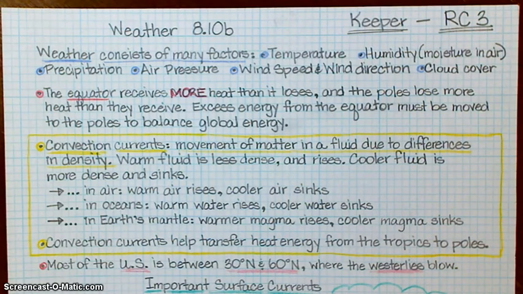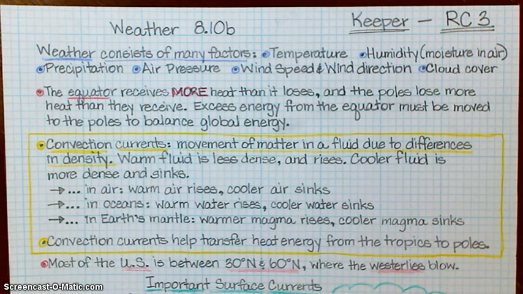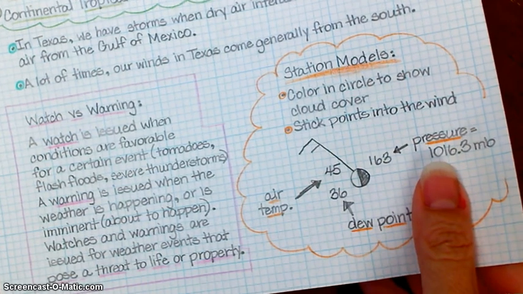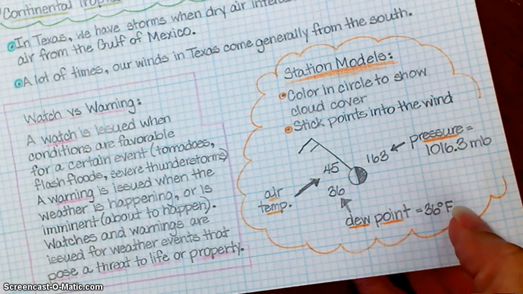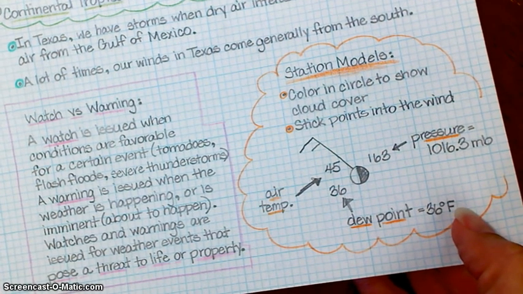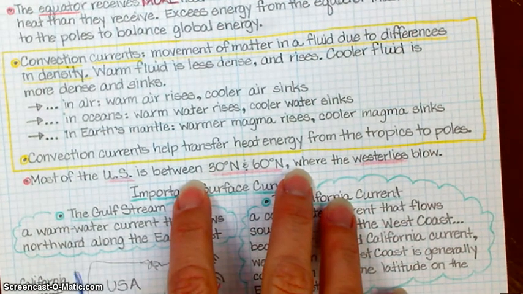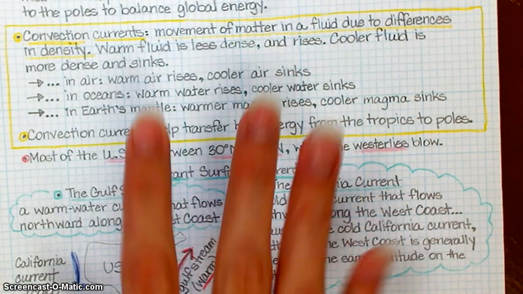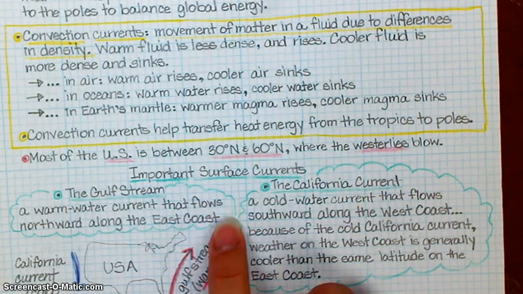All right, this is another yellow sheet of yours about weather. Weather consists of many factors: temperature, humidity, which is how much moisture there is in the air, precipitation, air pressure, wind speed, wind direction, cloud cover, all of that. There's actually a little station model example back here to show you where each piece of information goes. Again, you've got more information about convection currents. I won't read that because we've already just talked about that.